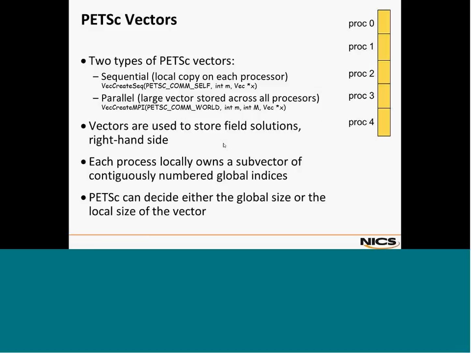So a vector to build a solution or left-hand side, and third, locally on a subvector of contiguously numbered global entities. So contiguously numbered indices here by processor 0. You can ask PETSc to decide either the global size or the local size. So in this case, you can say that I want the local size to be X, and PETSc will figure out the global size of the vector.